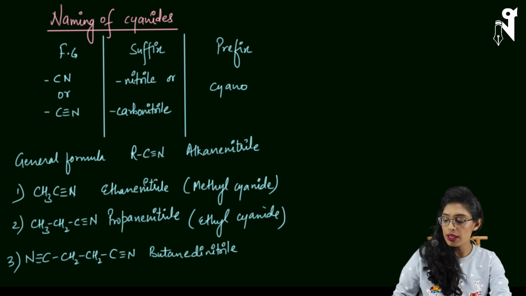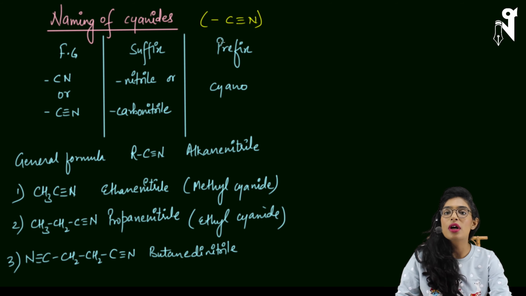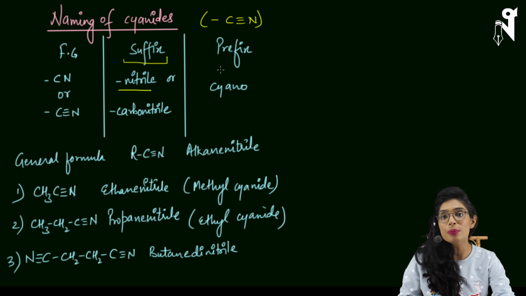We can also write it as C triple bond N, where 3 bonds are with nitrogen and 1 bond of carbon is linked to the principal carbon chain. When it is acting as the higher priority group, the suffix will be nitrile. If it is acting as a lower priority group, then the prefix is going to be cyano.